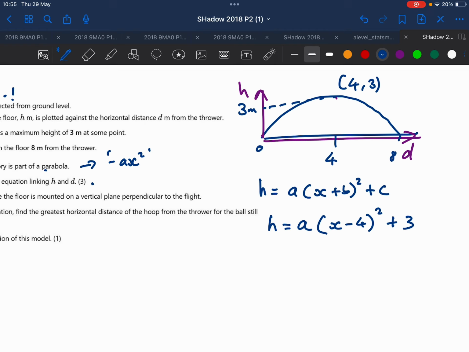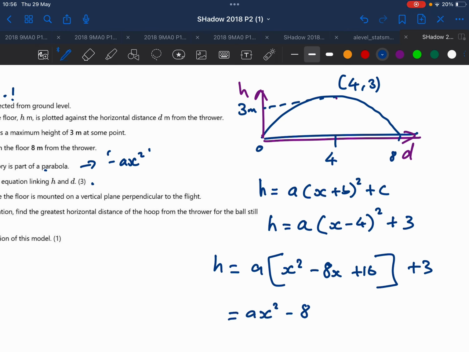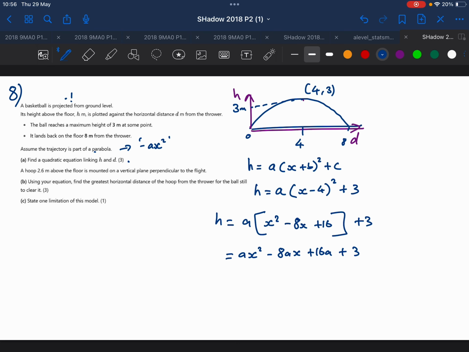Then what we would do is we would expand this one out and see what happens with it. So the height equals, I'd leave the a there to start with, a times x squared minus 8x plus 16, plus 3, which equals ax squared minus 8ax plus 16a plus 3. Now, you might be thinking, well, that's not very helpful, but all we've actually done is we've used that coordinate, right? We haven't used other information. So we haven't, for example, introduced into our algebra yet the fact that c should be equal to 0.